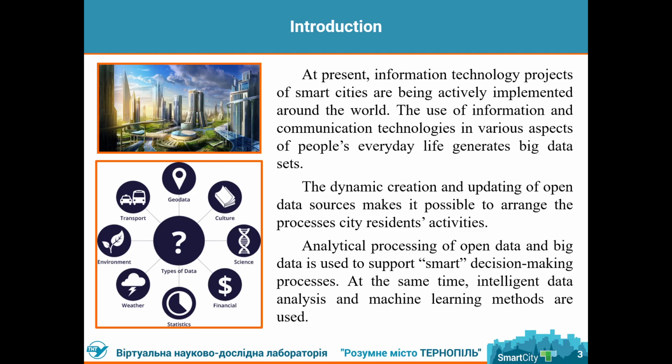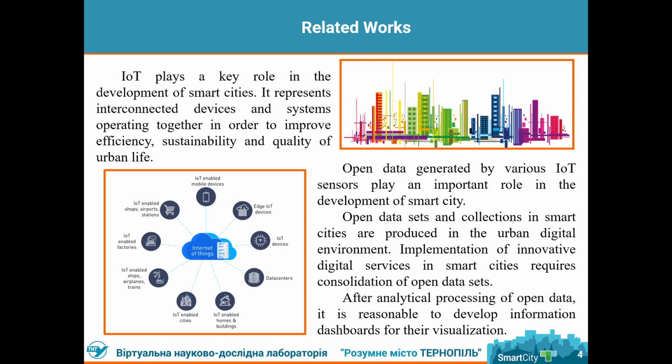At the same time, intelligent data analysis and machine learning methods are used. The interactions between information technologies, social chains, and political strategies create a lot of new opportunities for the development of smart cities. IoT plays a key role in the development of smart cities. It represents interconnected devices and systems operating together in order to improve efficiency, sustainability, and quality of urban life. For example, smart home and vehicle control applications have attracted considerable attention in scientific and industrial communities.